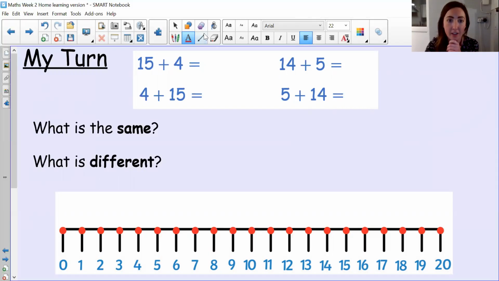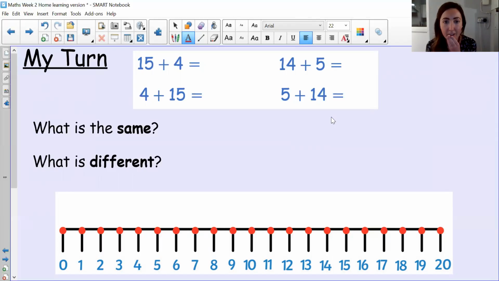Now I'm looking at the other digits. I can see that there are 5 ones and 4 ones. Here, 4 ones and 5 ones. 4 ones and 5 ones. 5 ones and 4 ones. So what is the same is that every number sentence has a 10 in it, and every number sentence has 5 ones, add 4 ones. Okay, so it's got the same number bonds. The ones are making the same number bond.